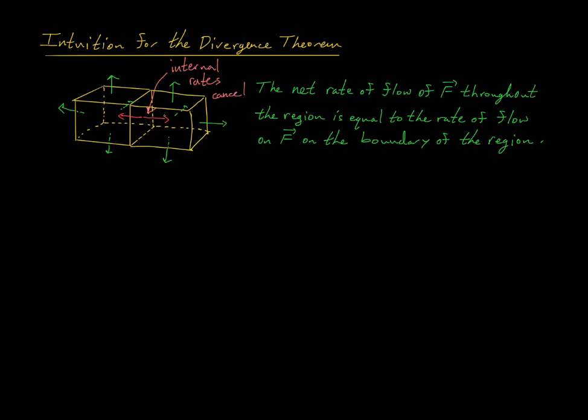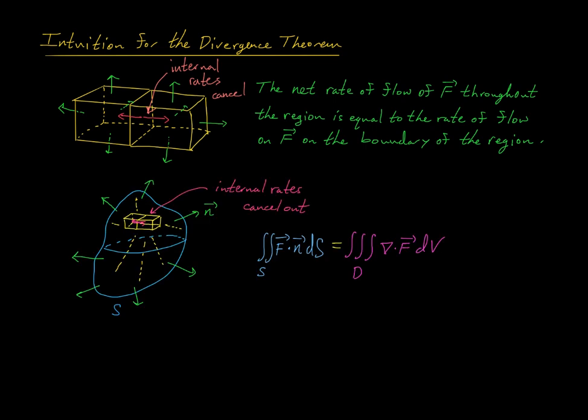This box is going to count that as positive flow, because it's flowing out of this box on the left. But the box on the right is going to count that as negative flow. And so these rates are actually going to cancel out along this common boundary piece. And we'll find that the net rate of flow of the vector field throughout this entire solid is in fact just equal to the rate of flow on the boundary of the solid.